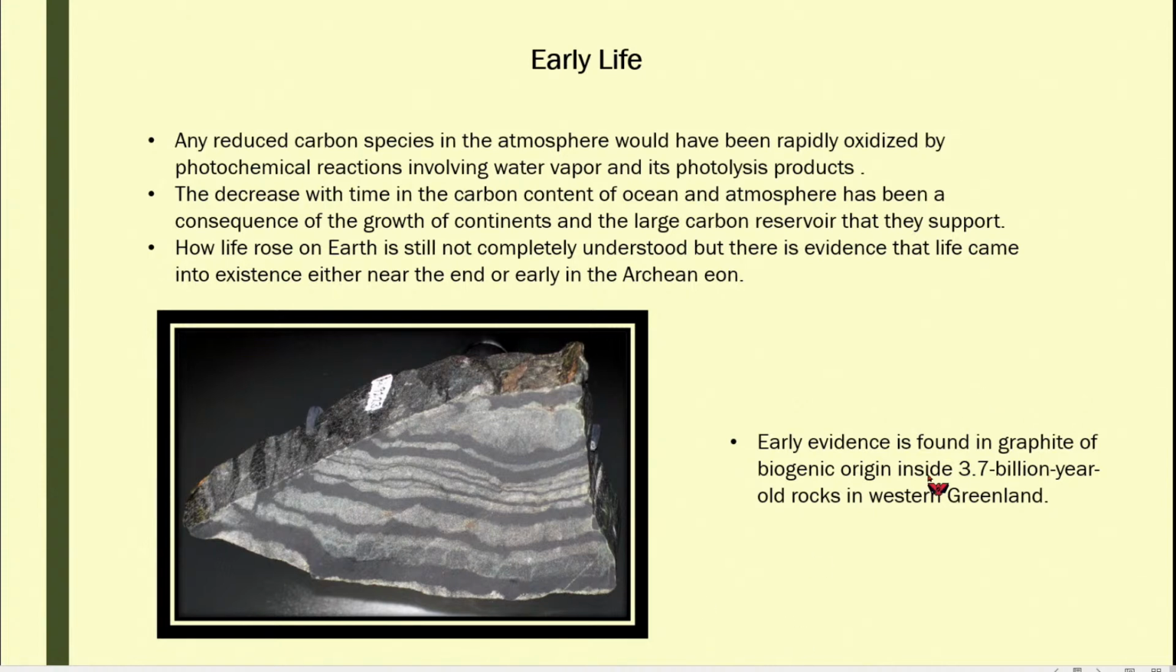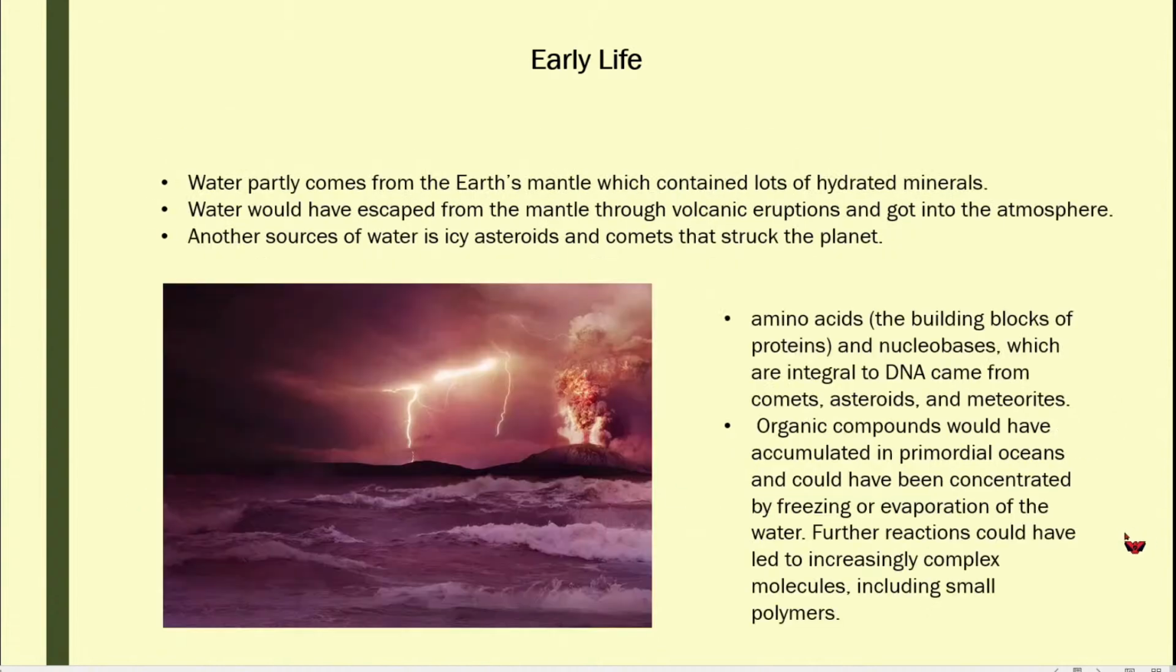Early evidence is found in graphite of biogenic origin inside 3.7 billion year old rocks in western Greenland. This is one of the rocks that is featured in the studies in western Greenland. Water partly comes from the Earth's mantle, which contains lots of hydrogenated and hydrated minerals. Water would have escaped from the mantle through volcanic eruptions and got into the atmosphere. Another source of water is icy asteroids and comets that struck the planet.